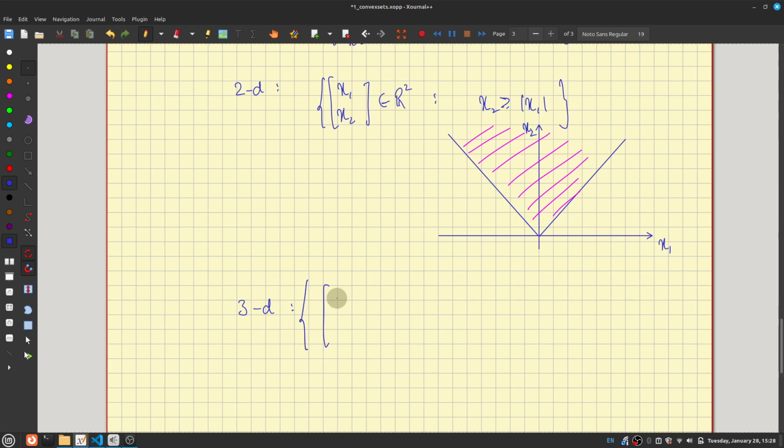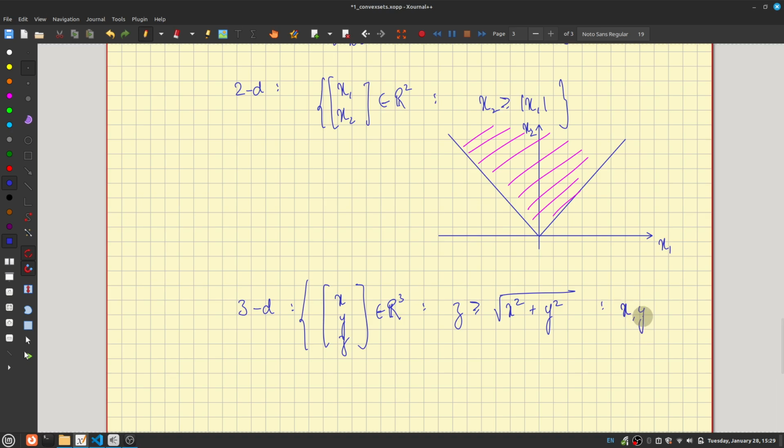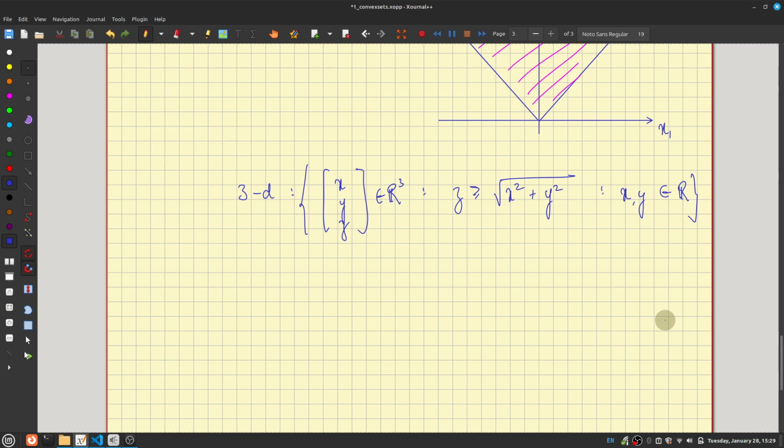Right. Okay. Let's try to see what happens in 3 dimensions. So this is the set of all (x1, x2, x3) in R^3 such that, let's write this as (x, y, z), such that z is greater than or equal to the square root of x squared plus y squared. Okay.